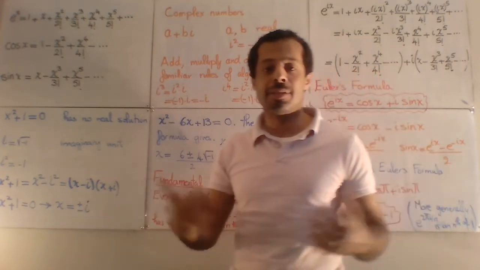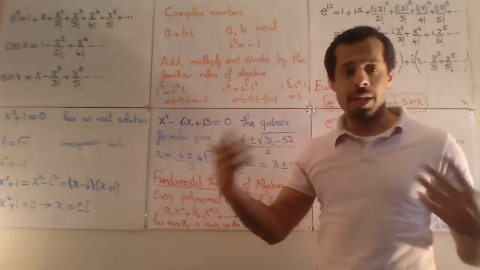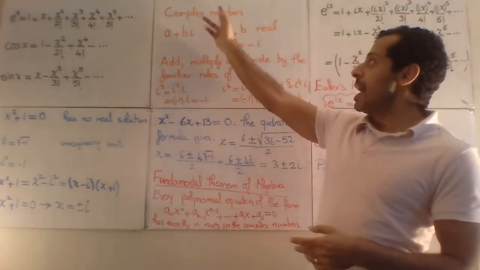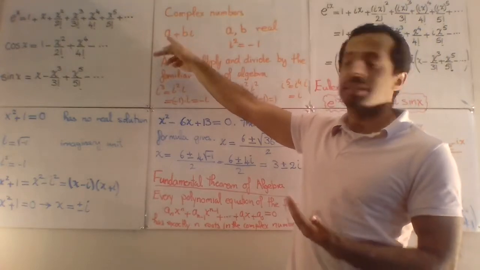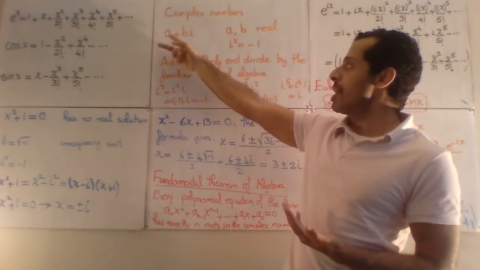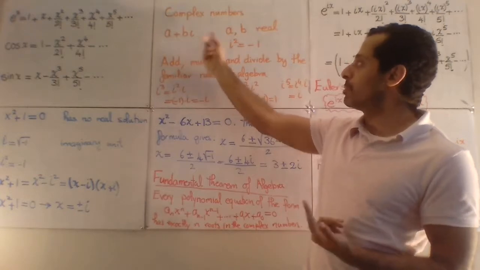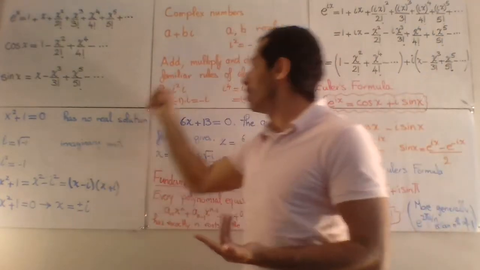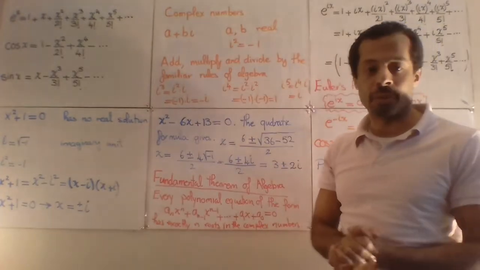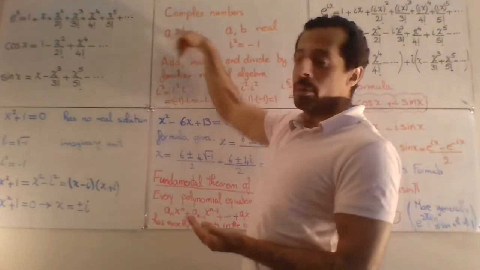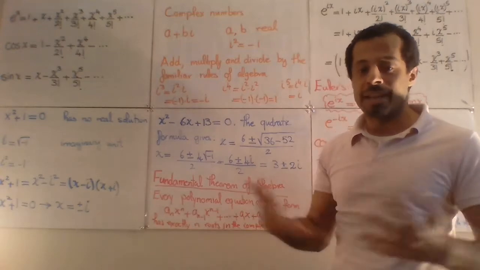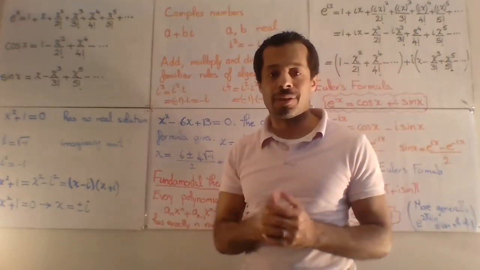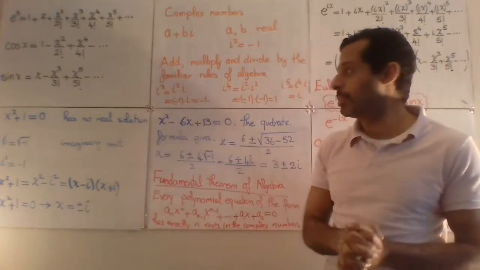We can extend the real number system into the complex number system. The complex numbers we can take as these expressions of the form a plus bi, where a and b are real numbers, and i is the imaginary unit whose square is equal to negative 1. Now these new numbers, you can add them, subtract them, multiply them, and divide them by the same rules of algebra that you use for real numbers.